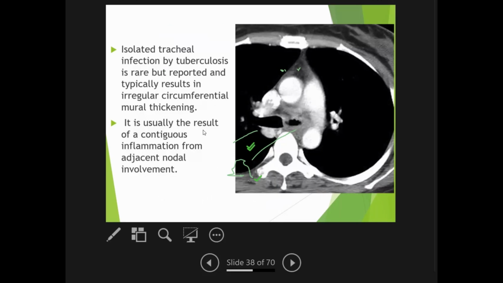Then isolated tracheal infection is rare, but sometimes it can produce soft tissue masses, narrowing, and thickening of the trachea and bronchi. And this is a patient with infection in the carina. You can see the right carina here. The left carina is narrowed and thickened with irregular margins.